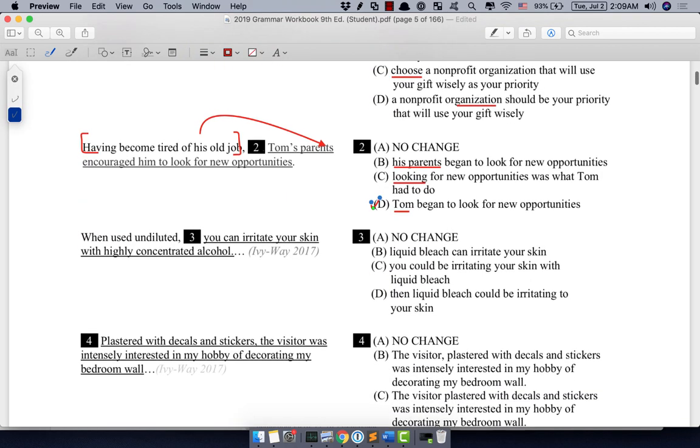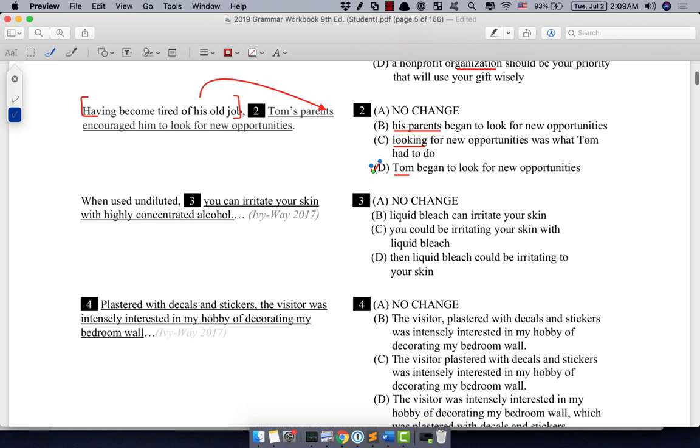Easy? All right, number three. I'll give you 10 seconds to do it. Start now. Time's up, time flies. Okay, number three. When used diluted, and I'm not going to read the whole sentence because you shouldn't be reading the whole sentence. If you are, then you're reading too many words, and that's really tiring.